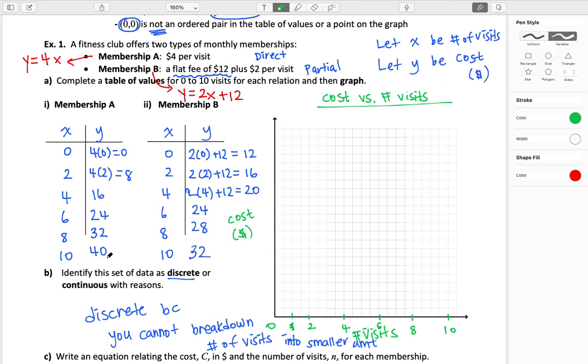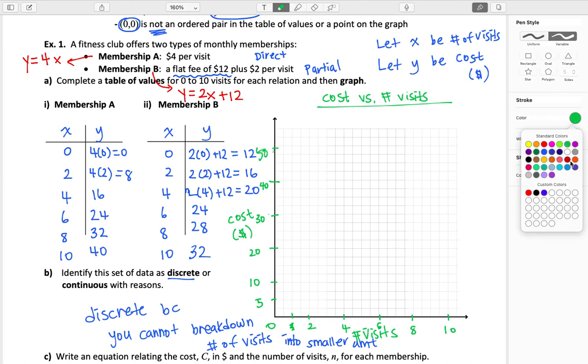Now for the cost, my cost will be going up to 40, so I could do every 2 spaces as, let's say, 5. So that means every 4 spaces will be 10. So 4 spaces, 20, 30, and 40 here. And this will be 50. Now let's plot the points.